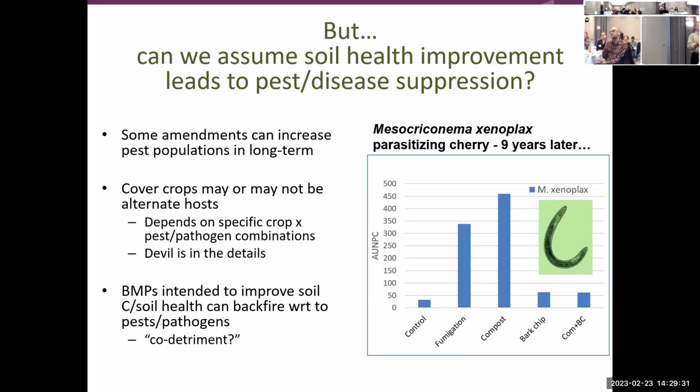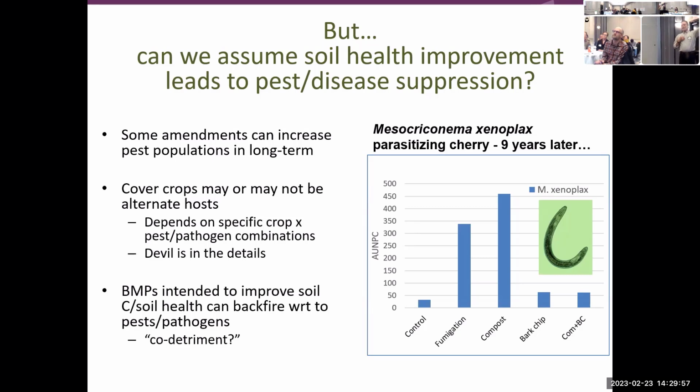Left out a couple of examples, but can we assume that soil health improvement leads to pest and disease suppression? You know, sometimes we start saying these things and it starts to become real. So yes, I showed you some examples there. But some amendments can actually increase pest populations in the long term. And this works for fungal pathogens as well as for plant parasitic nematodes that I work on a lot.